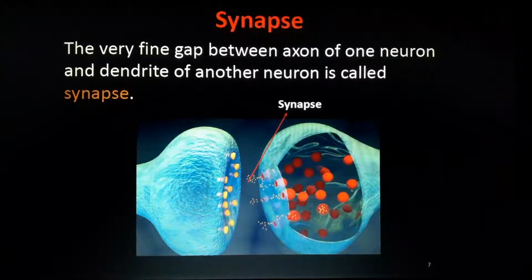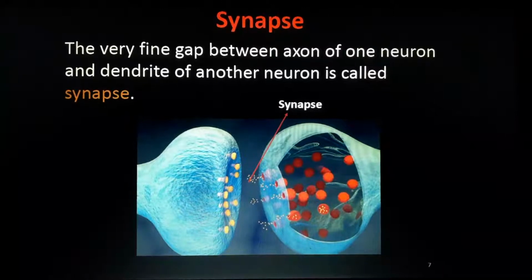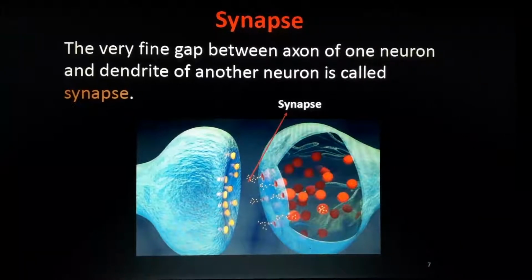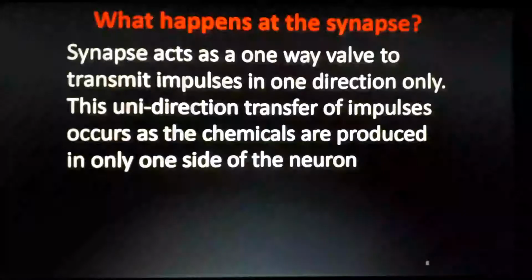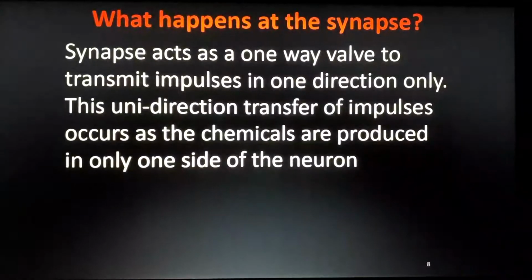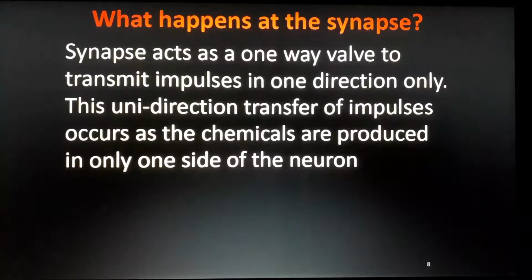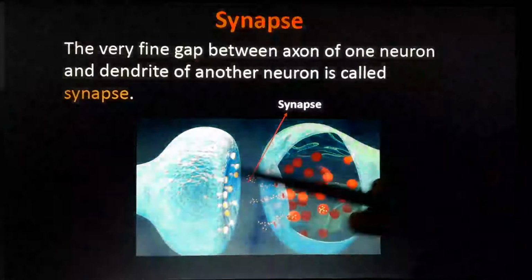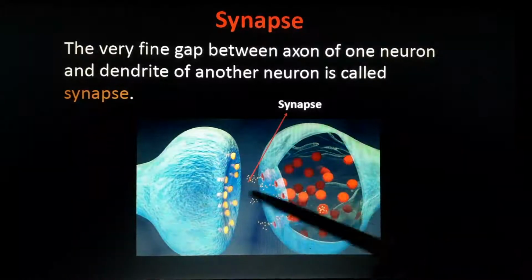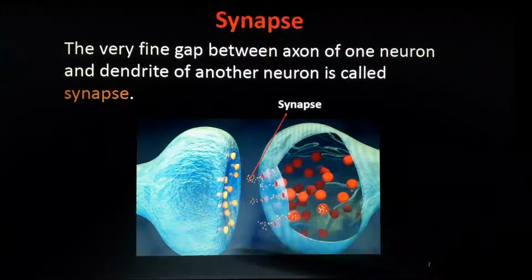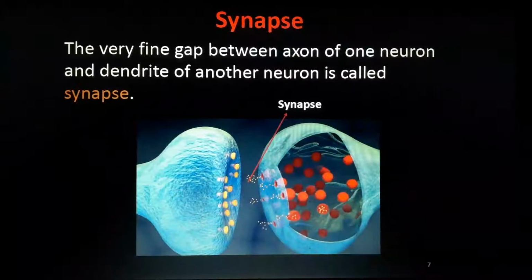Only that. Understand? Only like that it will pass. Only one direction. It won't allow it to pass in the opposite direction. Okay, let's see. The unidirectional transfer of impulses occurs as the chemicals are produced in only one side of the neuron. Only here the chemical is produced. That's why it is not going opposite. From here to here it is transmitted.